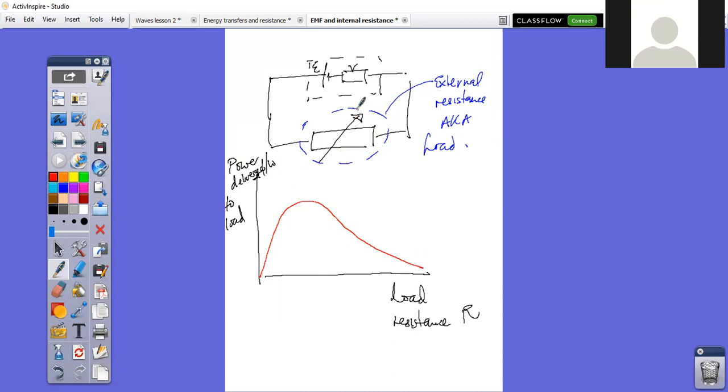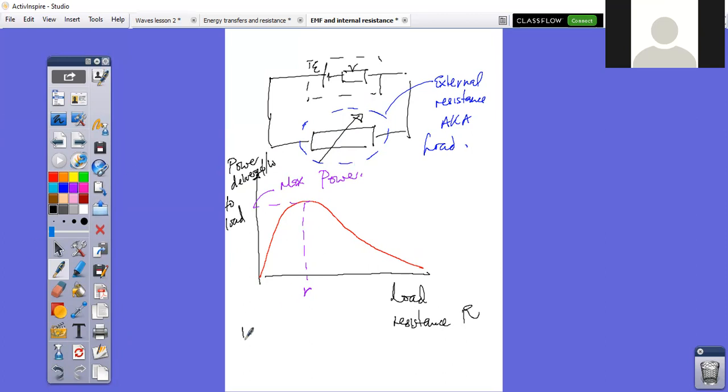When would maximum power be delivered to this load? Maximum power will be delivered when the value of the load resistance is the same as the value of the internal resistance. Now remember that little point, because they don't test it much, but it does come in and students forget because they don't do so many questions on this. So I can't highlight it enough.